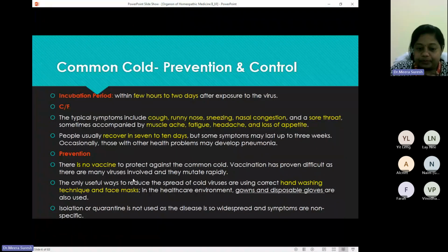Prevention: there is no vaccine. I always say whenever we talk about prevention in preventive medicine, for infectious diseases the main thing is to mention the vaccine. There is no vaccine because of the constant mutation of the viruses. So what is the best way? Hand washing, use of face masks, and in a healthcare environment, gowns and disposable gloves are also used. Isolation and quarantine are not advised because the disease is so widespread and the symptoms are non-specific.